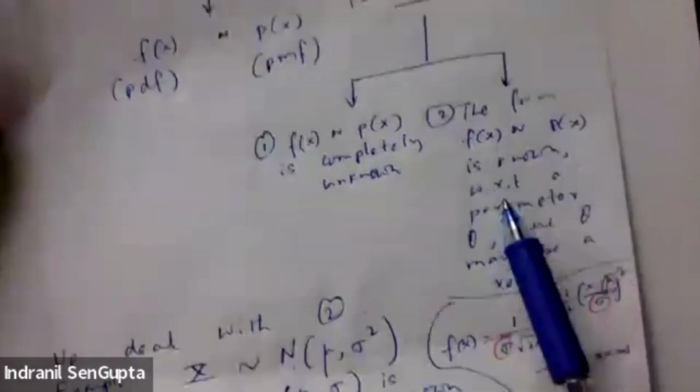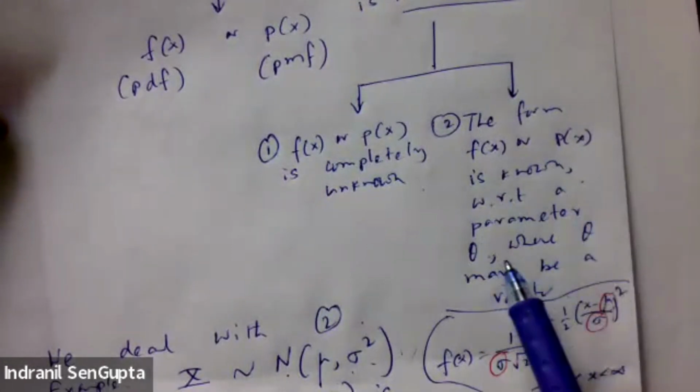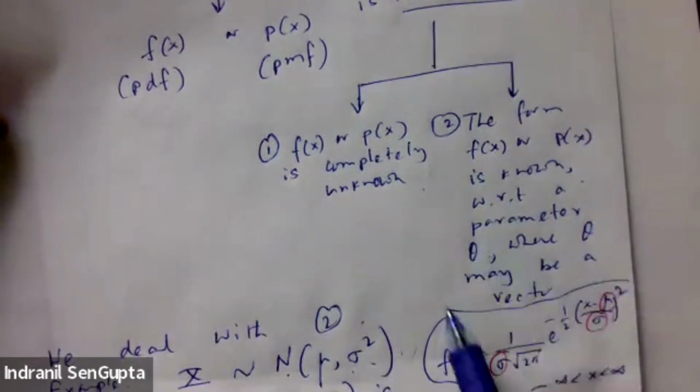What is theta? Remember that we say that the probability density function or probability mass function is known with respect to a parameter, theta, and that theta is unknown. Okay?